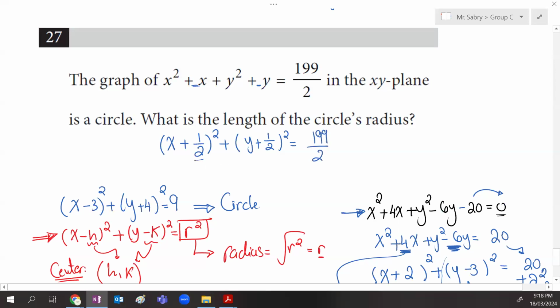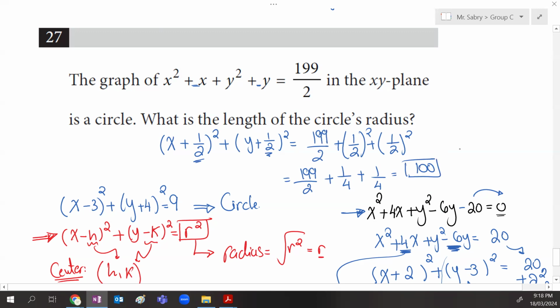All I'll need to do is put this one to the power of 2 here, plus the other one also to the power of 2, which will now leave me with 199 over 2 plus 1 over 4 plus 1 over 4, and you put this on a calculator, it would become 100. So is this the radius? No, the radius is the square root of this number. So the radius finally is the square root of 100, which is 10. Perfect. Makes sense, everyone?